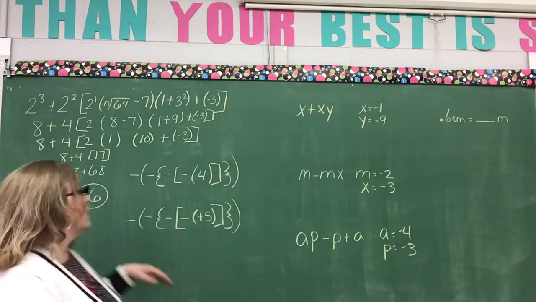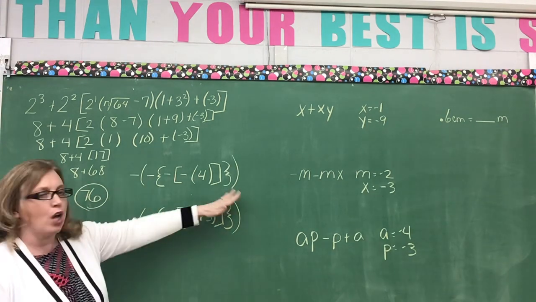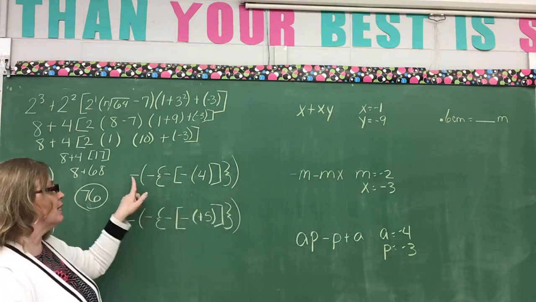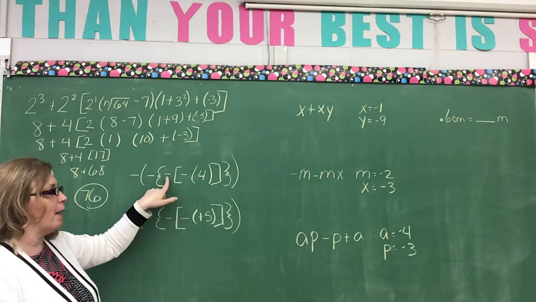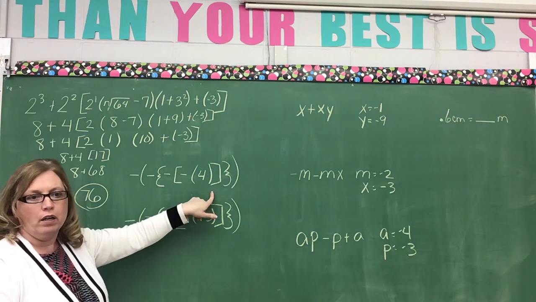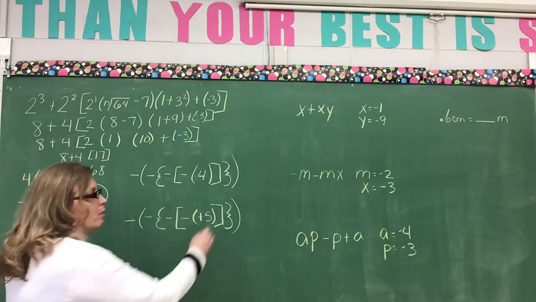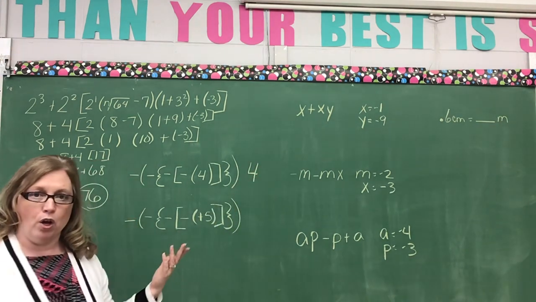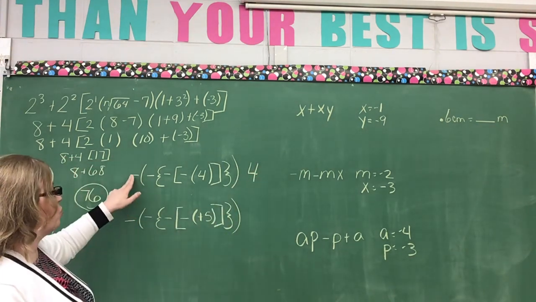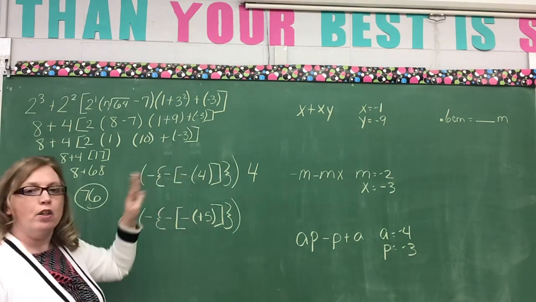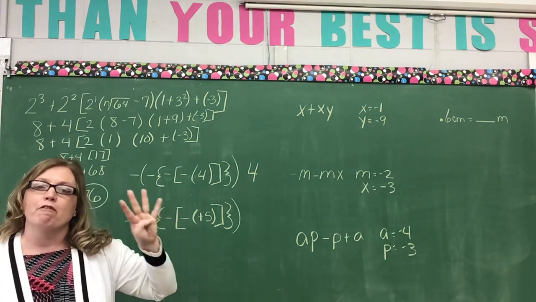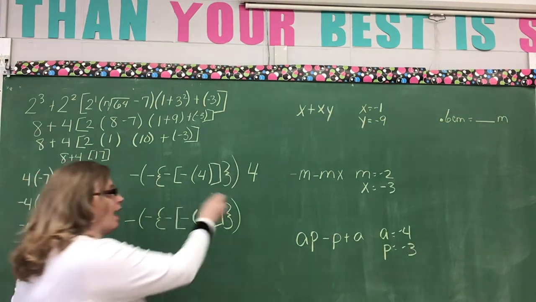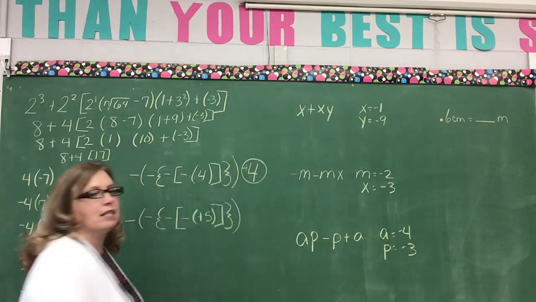Let's look over here at this. What in the world does all of this mean? Remember, we said it's the opposite of the opposite of the opposite of the opposite of 4. Very simple. What's the number? The number is 4. Is it positive or negative? Count the signs. 1, 2, 3, 4. There are 4 negative signs. 4 is an even number. That makes this a positive 4.